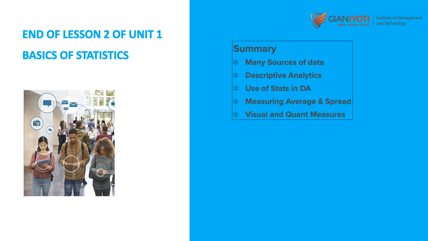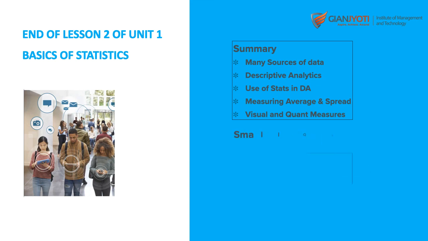We talked about quant, the quantitative measures, that is the summary measures, and we talked in detail about two parameters, average and spread. Then we discussed, through the case study of selling three different products, their quant measures and the visual measures. And we came to the conclusion that the quant and visual measures have to be seen together in order to use them in descriptive analytics. So that was this lesson.